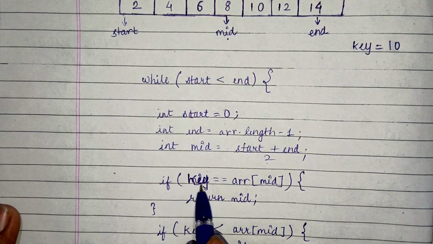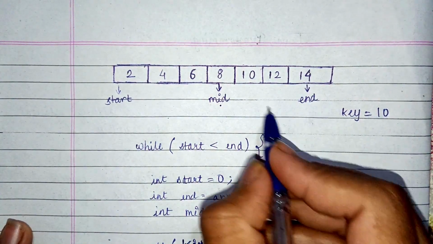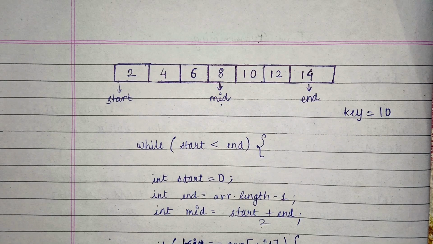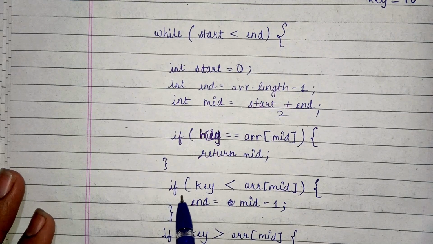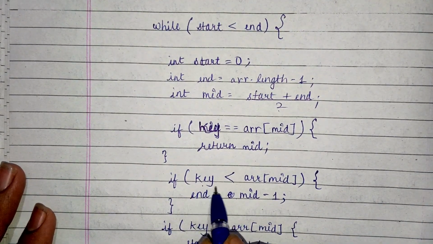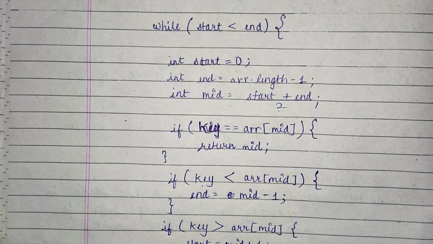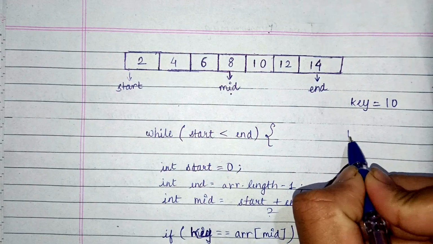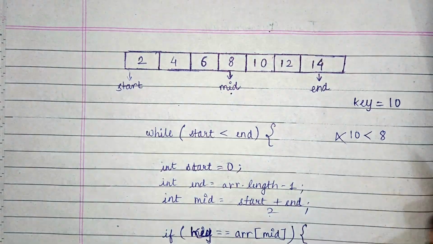Okay, if key is equal to array of mid, means if this key is equal to mid, the condition will be false. Next we have to check the next condition. If key is greater than array of mid. If key value is 10, if key is greater than array of mid, no, the condition will be false.